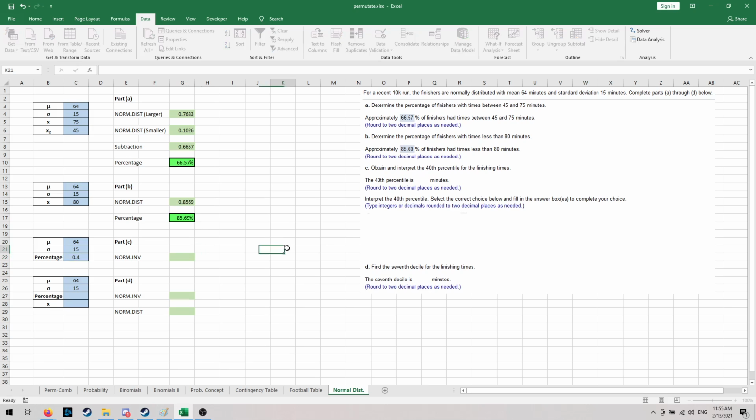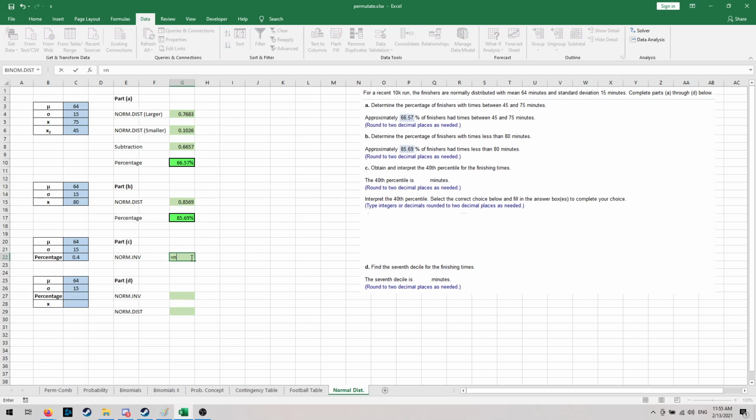So we're just going to enter 0.4 here, and we're going to use a slightly different function, norm.inv. And this will return to us, if we have the percentage, the mean, and the standard deviation, what the number under consideration would be. Basically, how many minutes below, so 40% of the finishing times will be below this number of minutes. That's what this is going to give us.